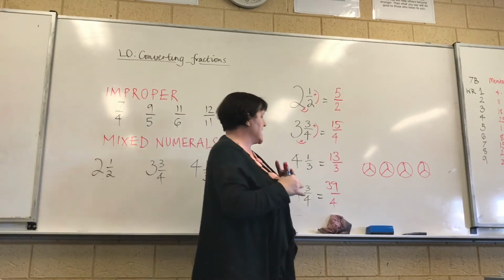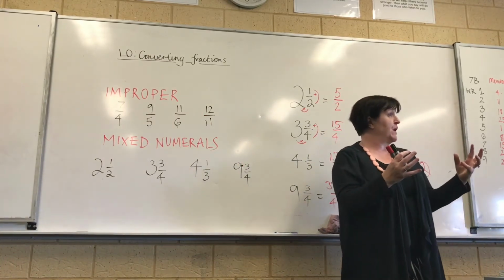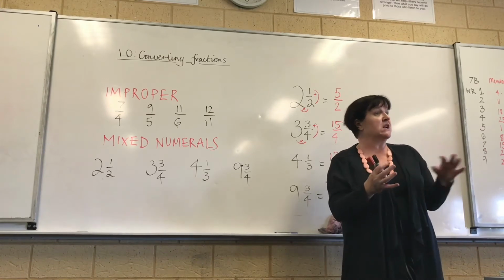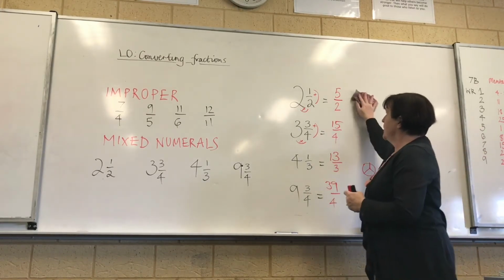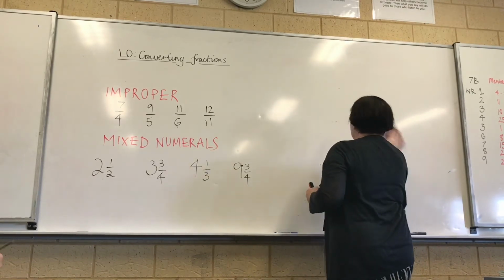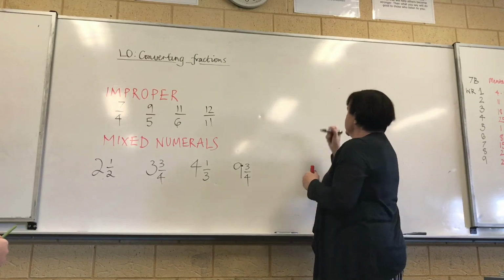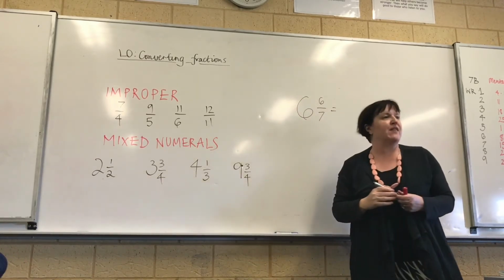So, you can see, can't you, that it's quite easy. If you know your multiplying and you know your division, converting is pretty easy. So let's just do one more. We'll have a bigger one of this and see how we go. 6 6/7. Okay, have a go at that one for me.